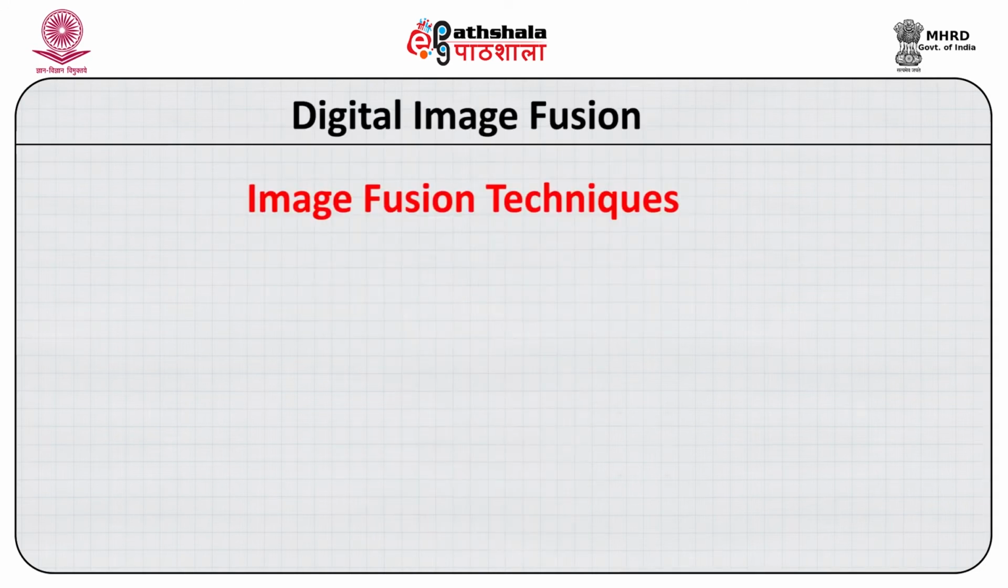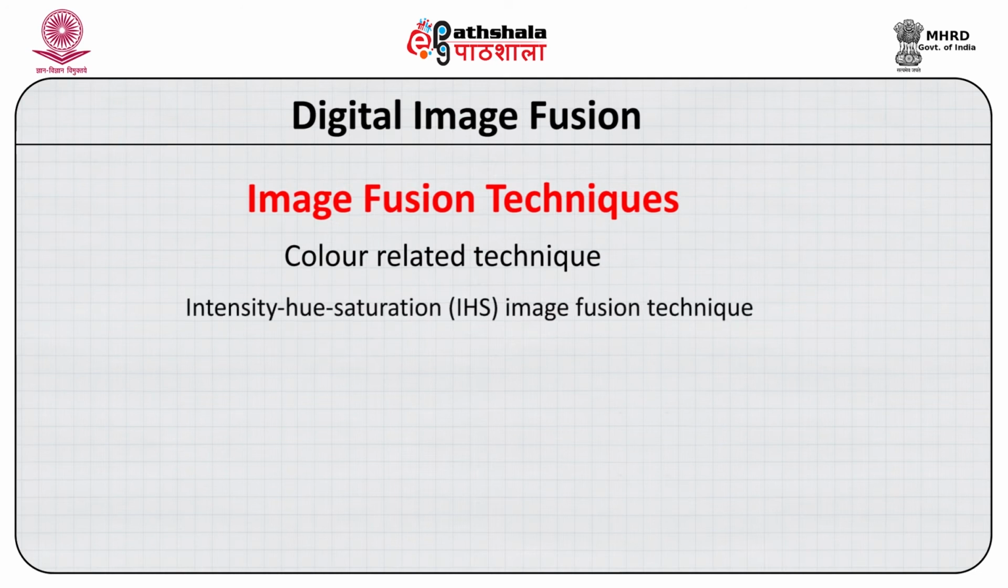The next technique is the color related technique, and under this we will discuss the intensity hue saturation image fusion technique. The intensity hue saturation technique is a standard procedure in image fusion with the major limitation that only 3 bands are involved. The IHS fusion technique is used for sharpening. This technique works best in image analysis for color enhancement, feature enhancement, improvement of spatial resolution, and fusion of disparate data sets. The IHS fusion technique converts a color image from the red, green, and blue space into the IHS color space.